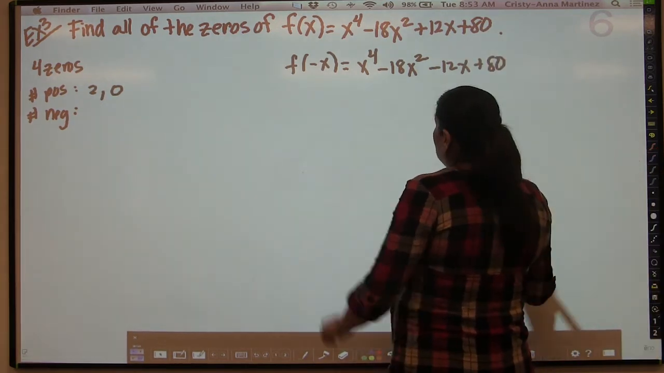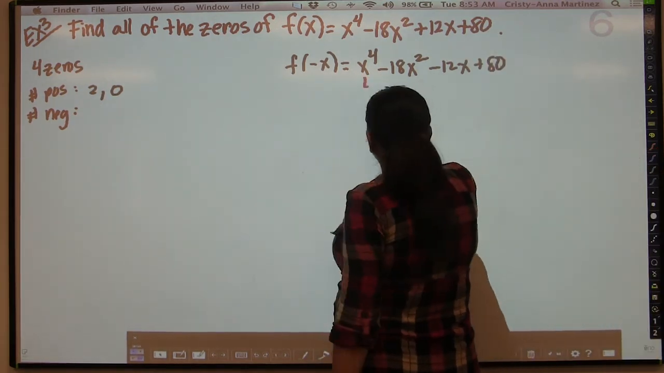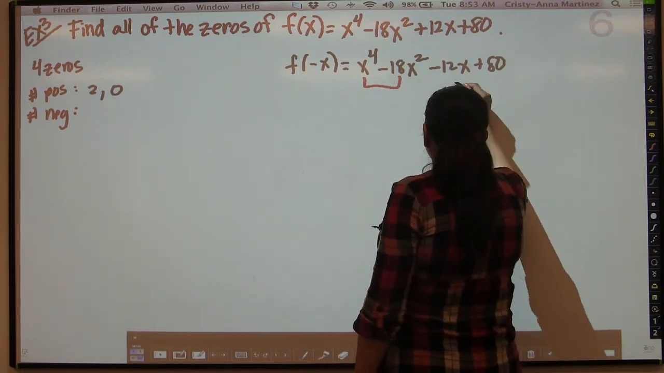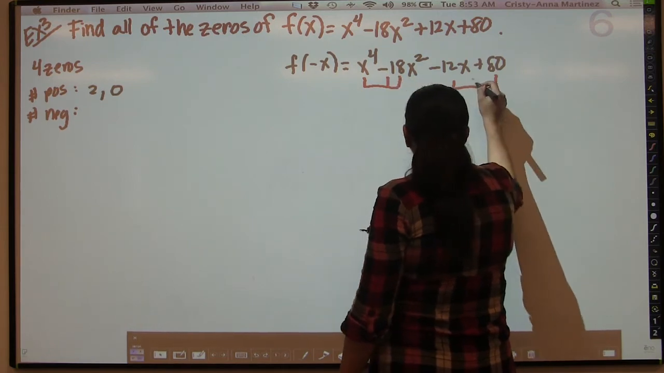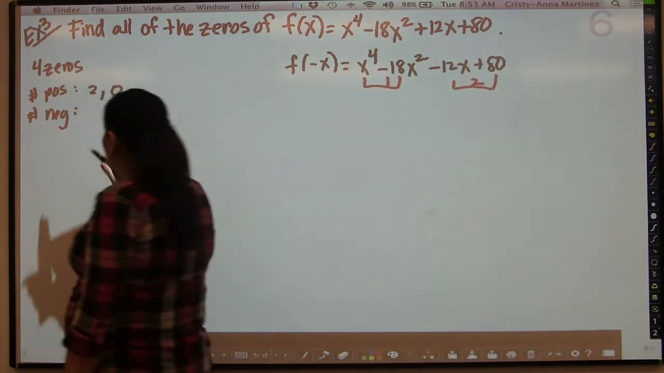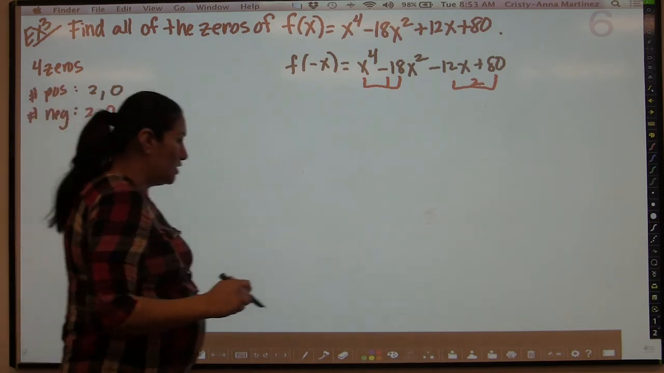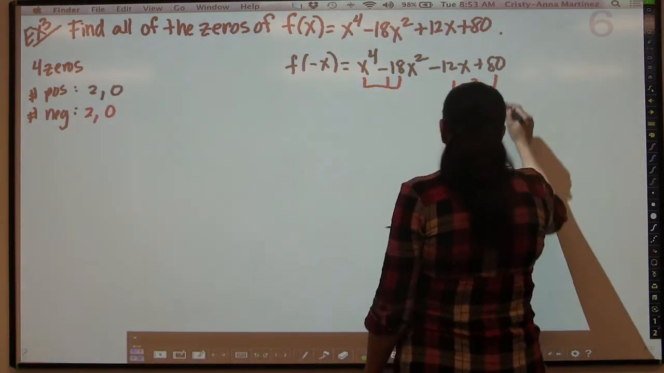So in this case, I have positive to negative, that's 1 sign change. Negative to negative doesn't change at all. Negative to positive is another sign change. So again, we have 2 sign changes. So there's either going to be 2 or no negative zeros. So those are my options for the types and number that I'm going to get.